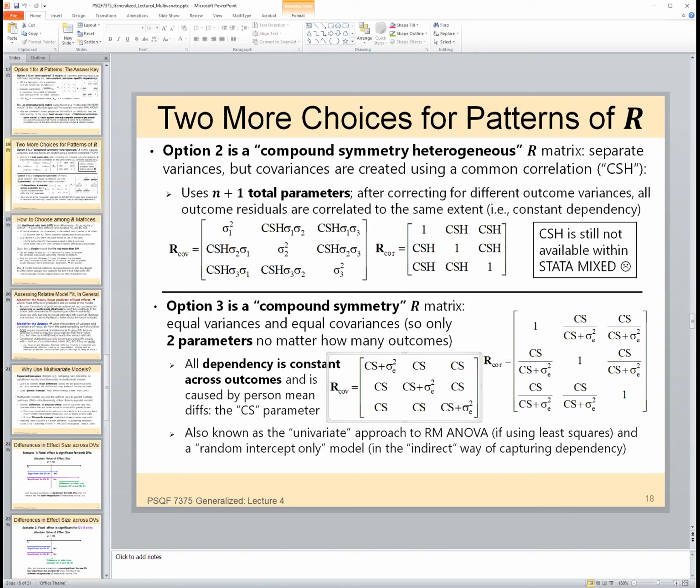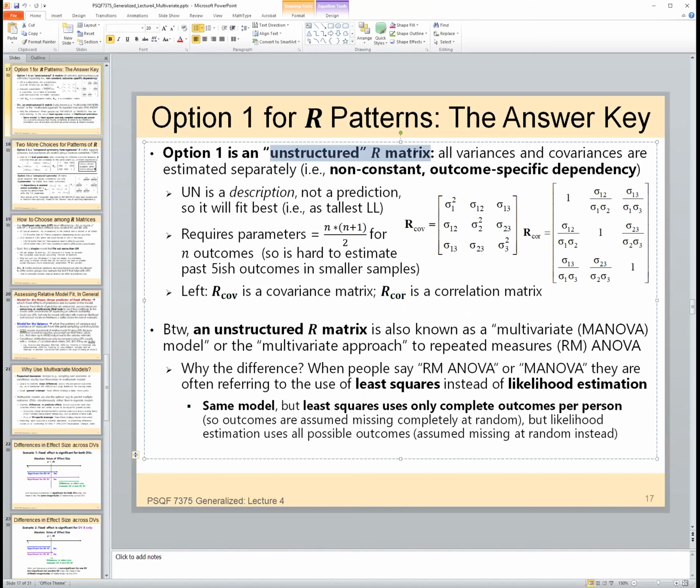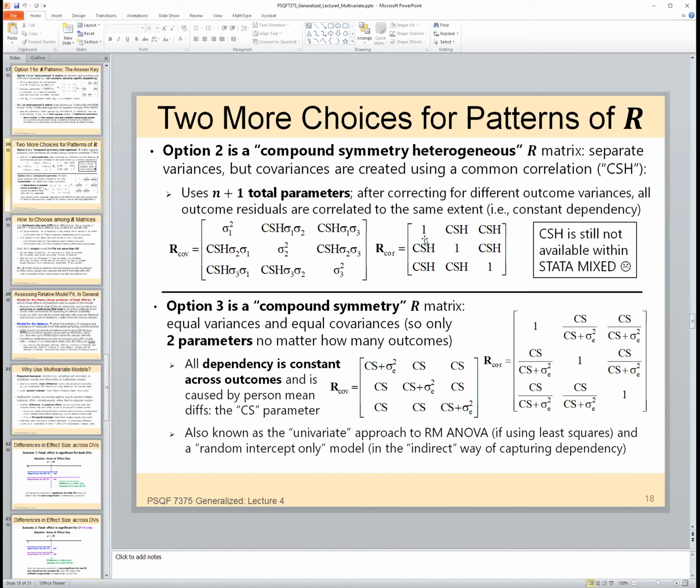So there are just three choices that you would have to consider in terms of what your R matrix looks like. Unstructured is the most complicated, but it fits the best. Then the question would be, can you get away with something simpler so that you can save the number of estimated parameters? If so, then that in theory should give you more power.